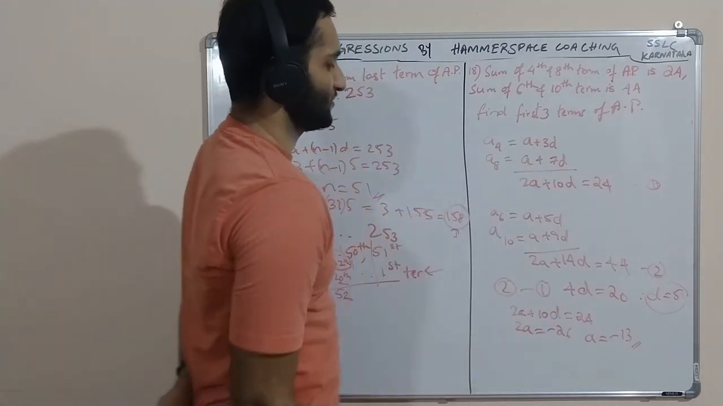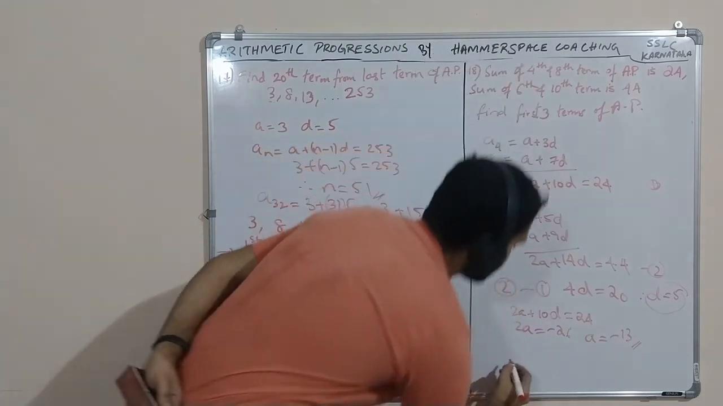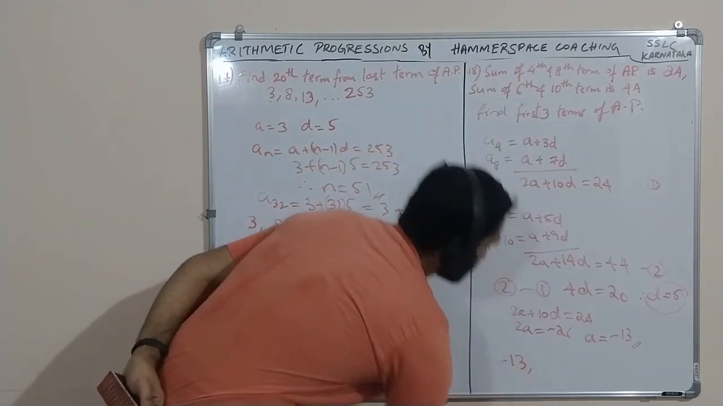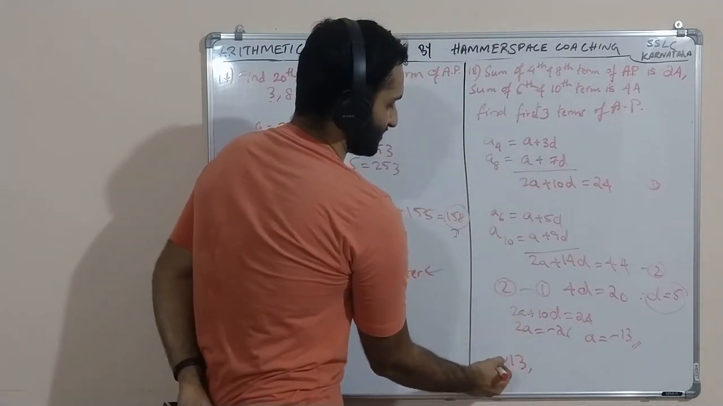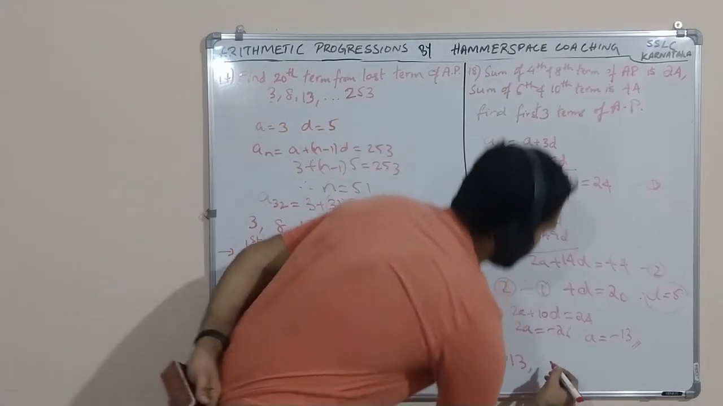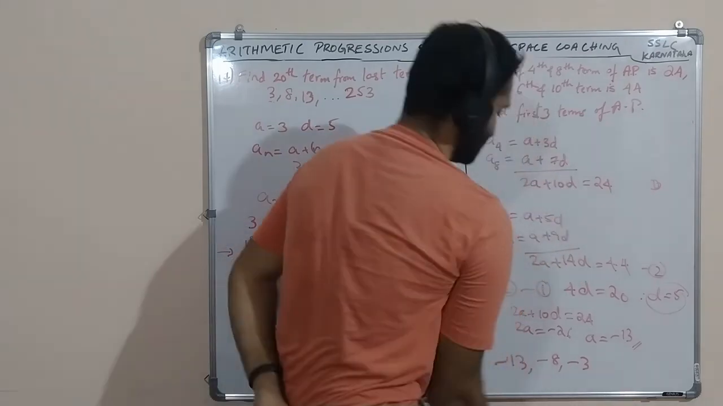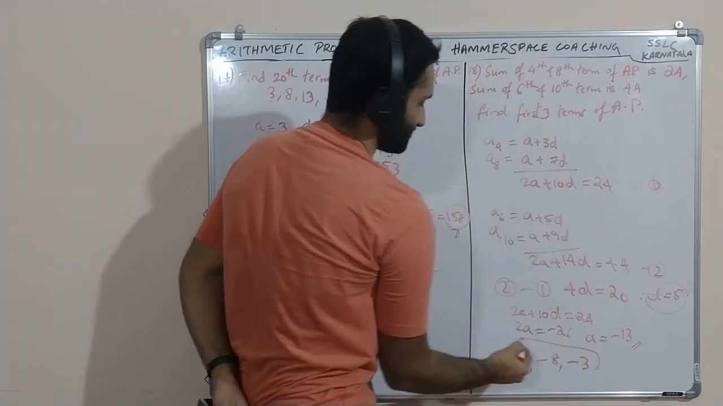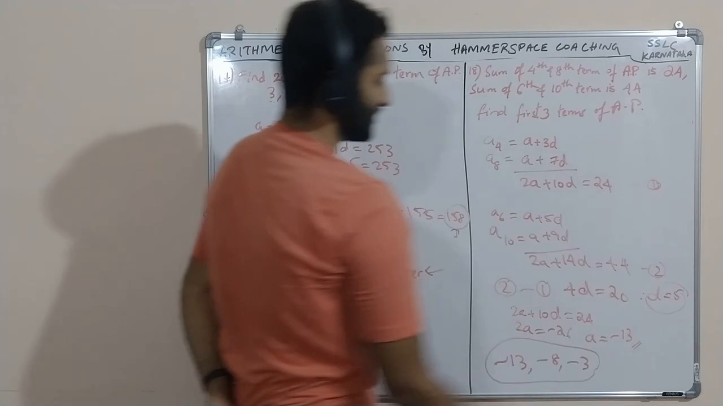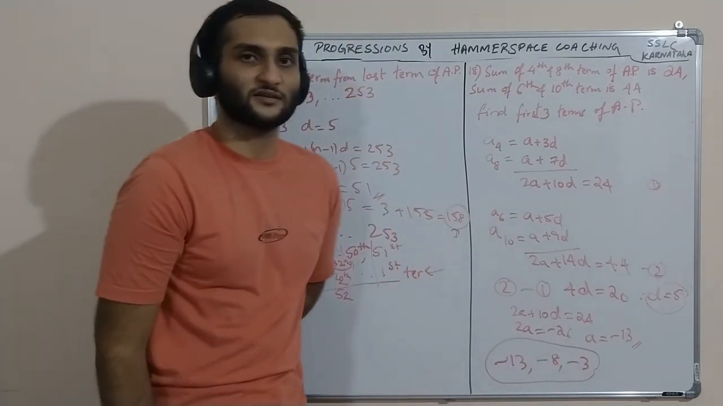Now find the first three terms of the AP. The first term A is minus 13. The next term will be A plus D, which is minus 13 plus 5, which is minus 8, and then minus 3. So these are the first three terms of the AP. This is the final answer.